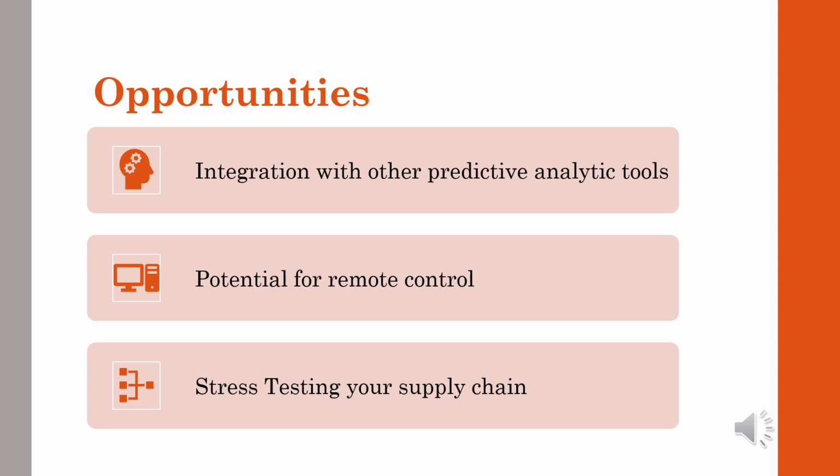There are many opportunities that come with a digital supply chain twin. First off, integration with other predictive analytical tools can provide an even higher fidelity model of your supply chain and thus create better predictions. Secondly, there is potential to remotely control your supply chain's operations through the digital twin via integration with your command and control elements. Finally, it can be used to stress test your supply chains for events such as massive disruptions to transportation, supply, or large spikes and drops in your demand.